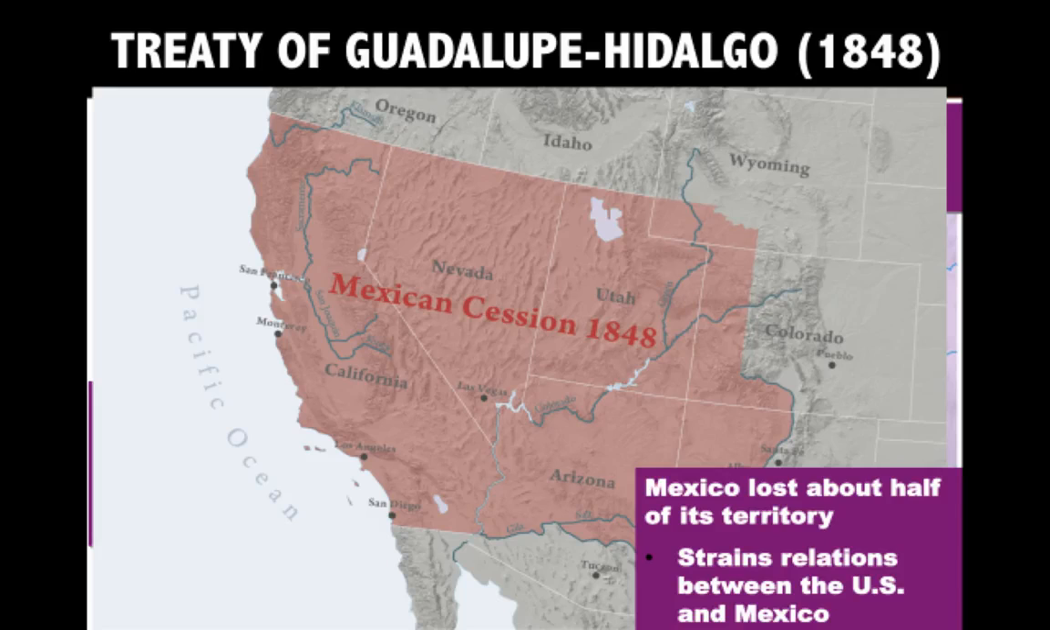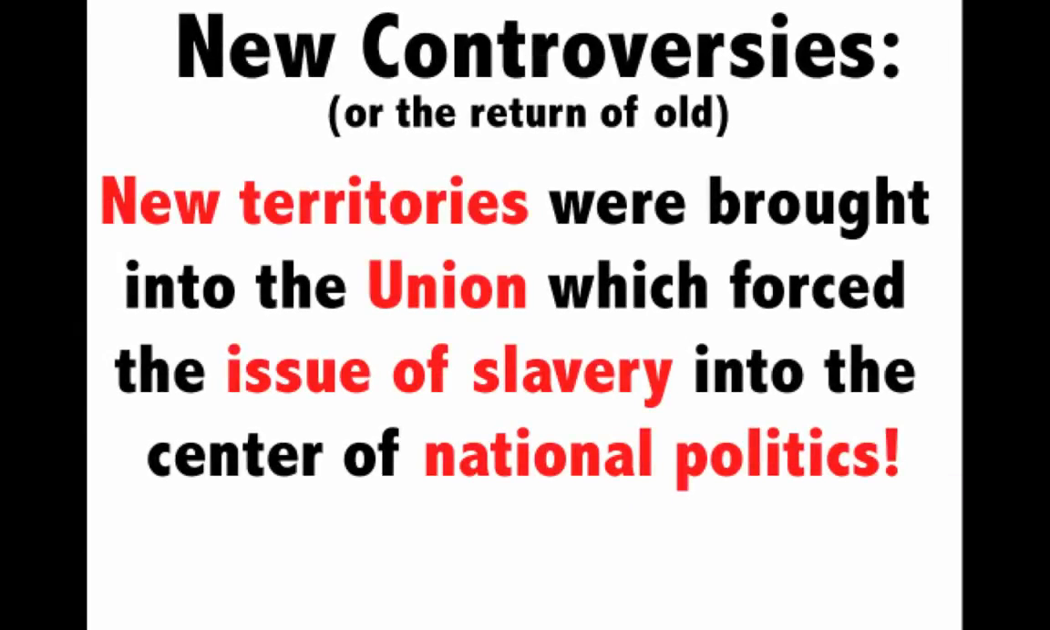And this war is going to strain the relationship between the United States and Mexico for many, many years to come. A very controversial war, and also a war with huge consequences. Because now you got all this territory, and the question, it's really, is it a new controversy or the return of an old? Because these new territories were brought into the Union, which force the issue of slavery into the center of national politics. Because as these territories become states, are they going to be slave or free? We've seen this story before with Missouri back in 1819, 1820, but this time, the issue of slavery will not go away. We'll cover what happens with the Compromise of 1850 in another lecture.